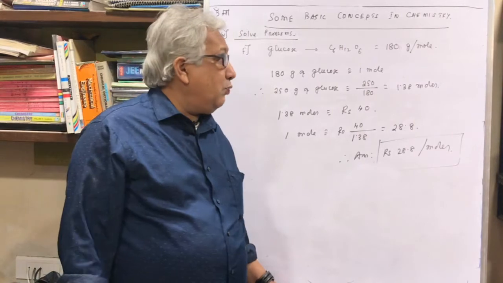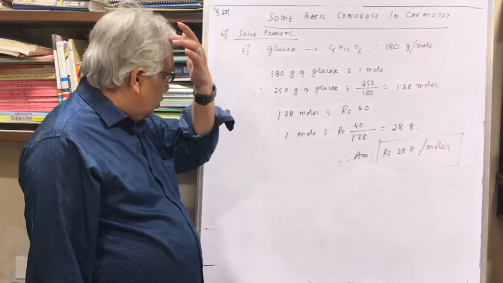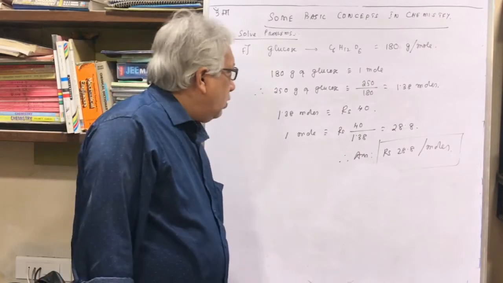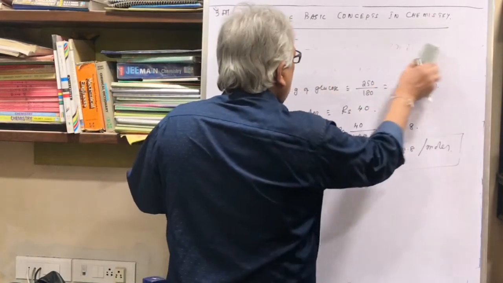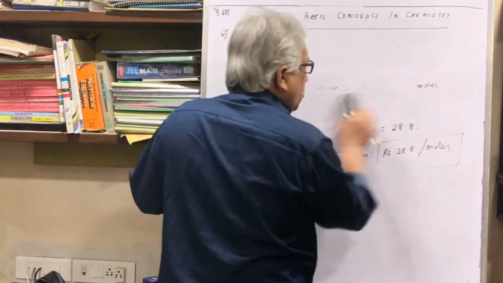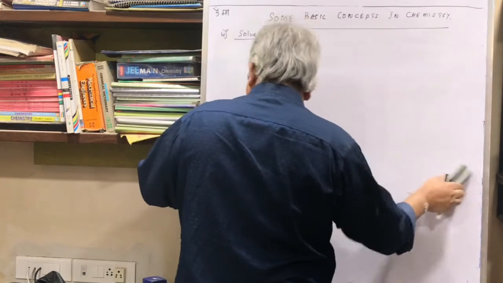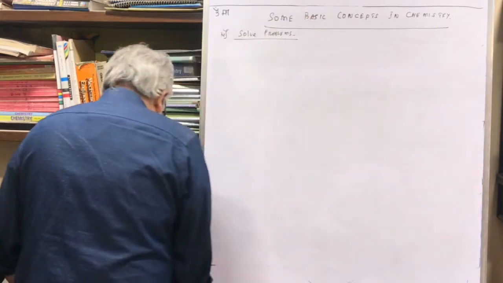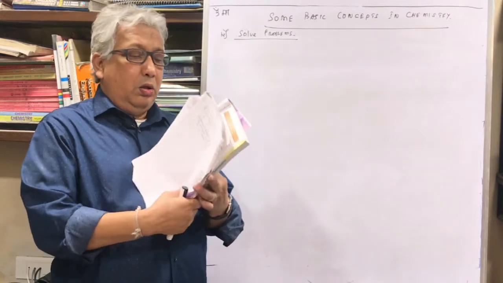So students, we have been solving problems on some basic concepts in chemistry. So far we have done up to problem number 4F, up to F we have done. So now we go to the next problem, that is problem number G.